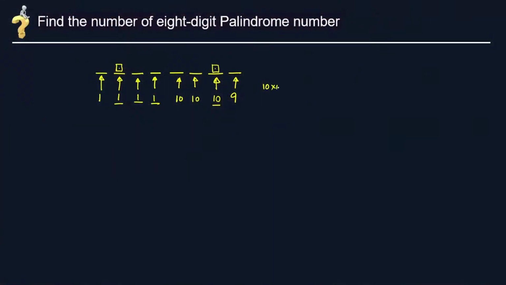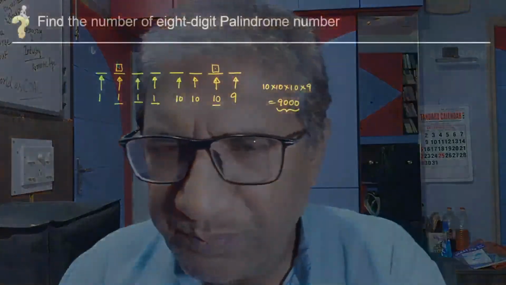Therefore, the total number of 6-digit palindrome numbers that can be formed is 10 into 10 into 10 into 9. That gives us 9,000 such palindromic numbers, which are of 8 digits. Is it clear to everyone? Have you understood how I'm finding out the number of palindromic numbers? Clear? Let's take another example.